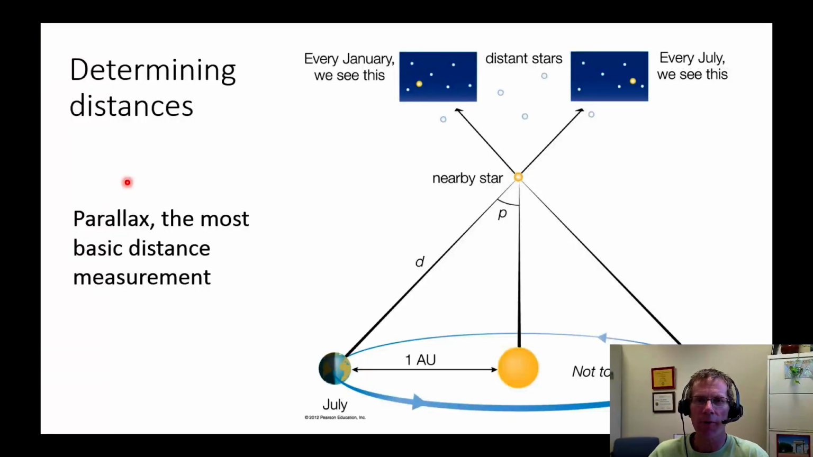Determining celestial distances is one of the most important things that astronomers can do. There's a good side and a bad side to that. The bad side is that it's somewhat difficult.